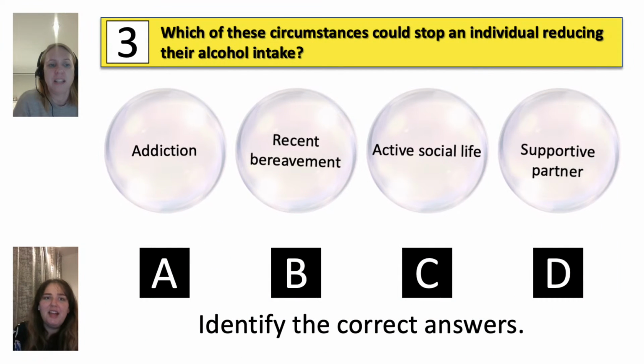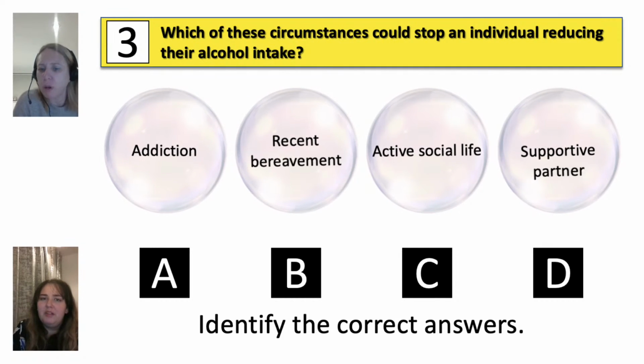One for you? Yeah, so the next one: which of these circumstances could stop an individual reducing their alcohol intake? So we've got A, addiction, B, a recent bereavement, C, an active social life, and D, a supportive partner. So which of these could stop an individual reducing their alcohol intake? Okay, nice. So we've got Amelia saying A and B, addiction and a recent bereavement. Monica's saying A, B, and C.